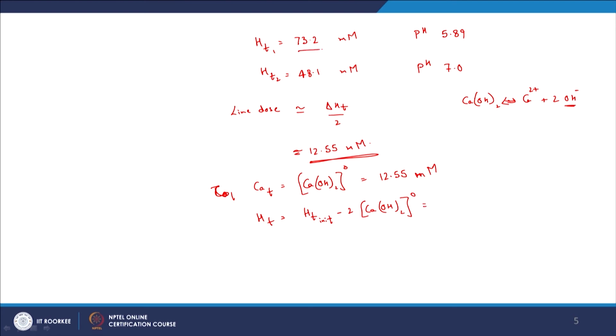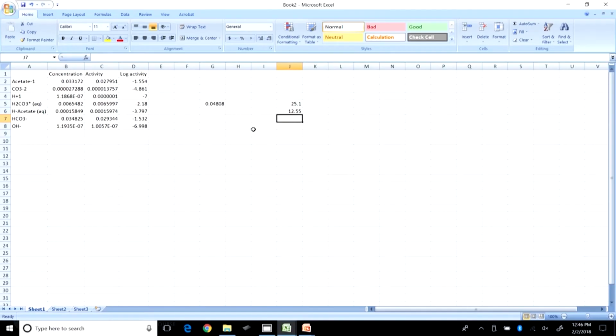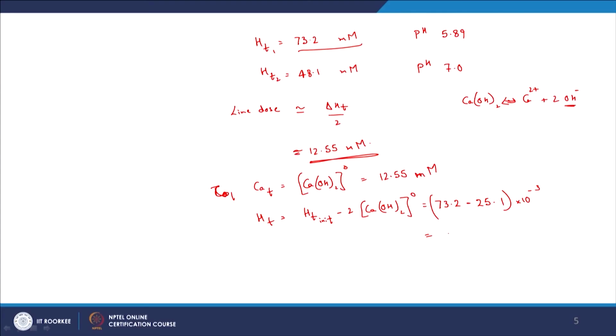H total initial minus this, and that is something, let us calculate that. What was H total initial? That was 73.2. 73.2 minus 2 times 12.55, which I think was 25.1, right, times 10 to the power minus 3 molal. So, let us just plug this in, 73.2 minus 25.1, enter. So, 48.1. I guess it is more or less the same as what we arrived at earlier, right.